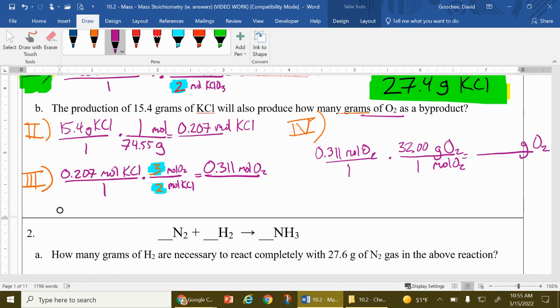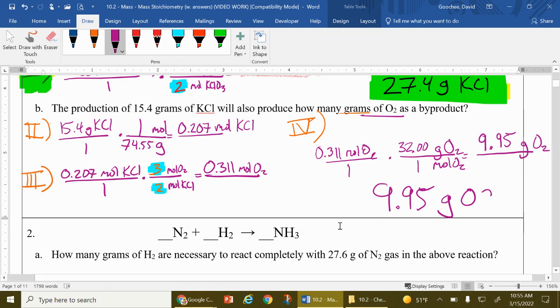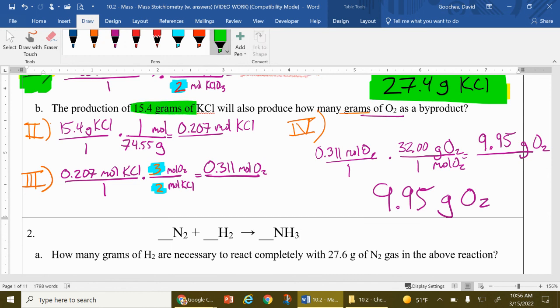All right, so 0.311 moles of O2 times 32 grams per mole, and we get, as our final answer, 9.95 grams of O2. The answer is we will produce 9.95 grams of O2 in this reaction. Let's read this question. If we produce 15.4 grams of KCl, we will also produce 9.95 grams of O2. There we go.